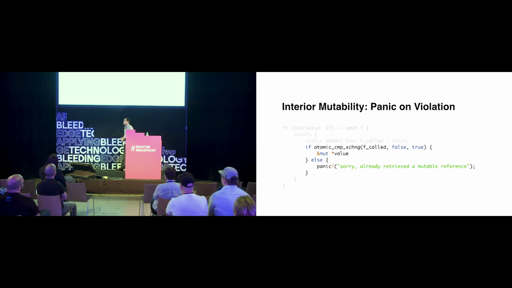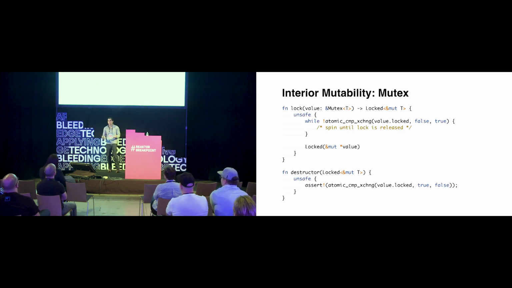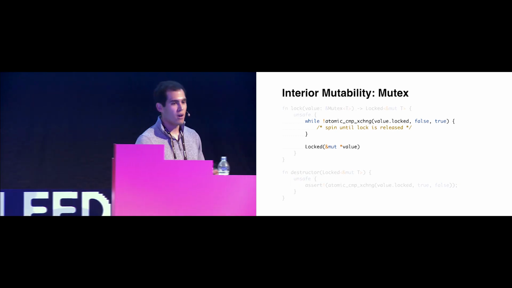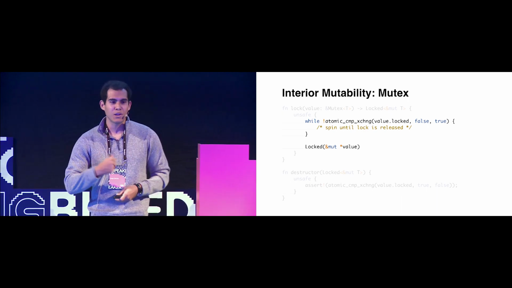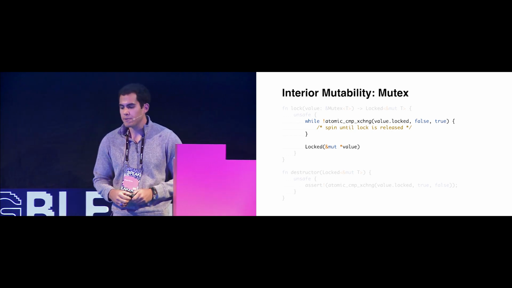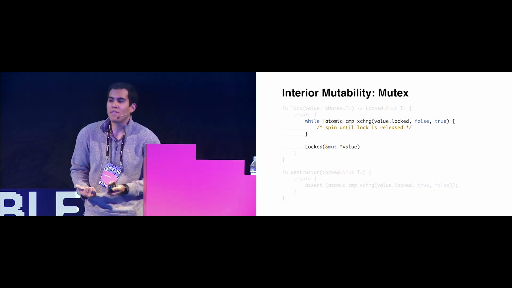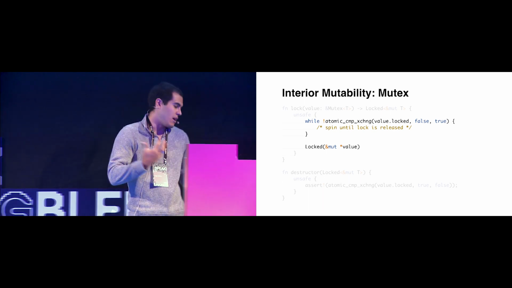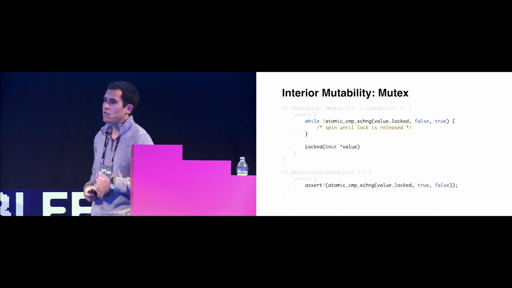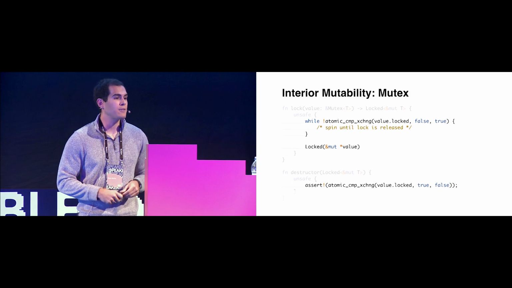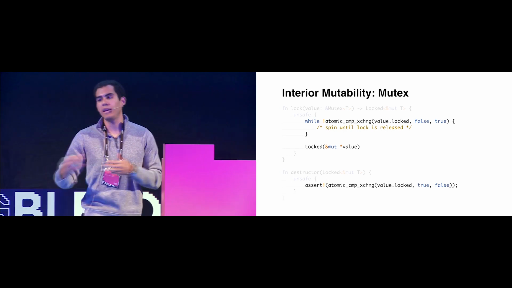So here's a better example: Mutex. This is how Mutex is implemented in the standard library. In the lock function, we take a shared reference to a mutex, and then we effectively do this atomic compare and exchange. While the thing is locked, while we cannot atomically guarantee that we are the sole owner of this thing, we're going to spin. As soon as it's ready, we're going to create this unsafe cast to a mutable reference. Now, we want to know when another mutable reference is ready to be created. So in the destructor for the mutex, we're going to do exactly that. We're going to set it from being locked to being unlocked.